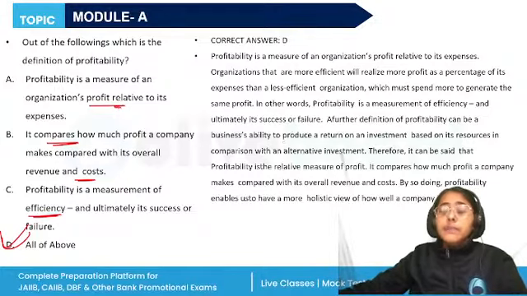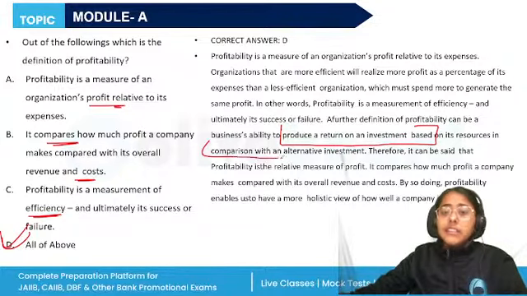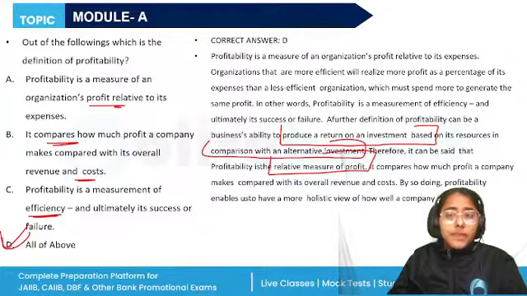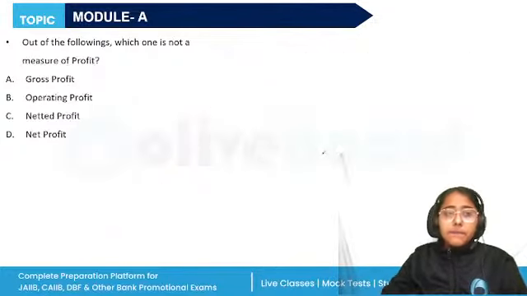We can also say it is the business's ability to produce a return on an investment based on its resources in comparison with an alternative investment. So, it is a relative measure of profitability. All right. So, the correct answer is option D.